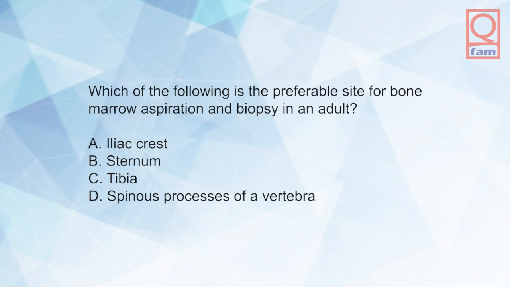Which of the following is the preferable site for bone marrow aspiration and biopsy in an adult? A. Iliac crest. B. Sternum. C. Tibia. D. Spinous processes of a vertebra. The answer is A. Iliac crest.